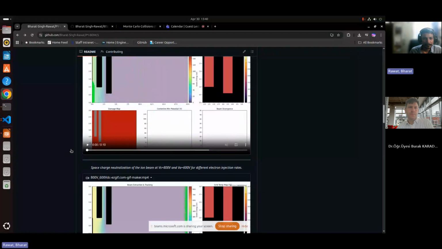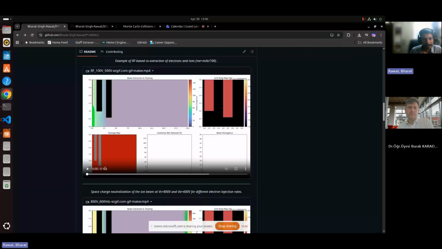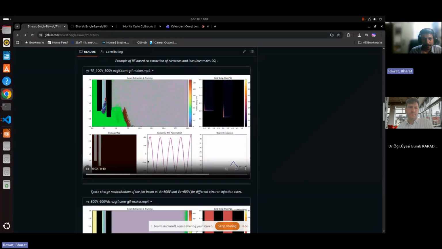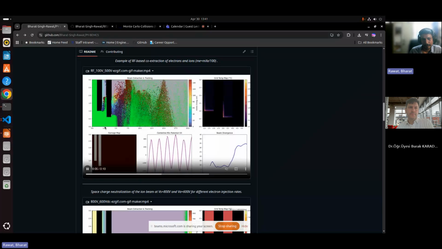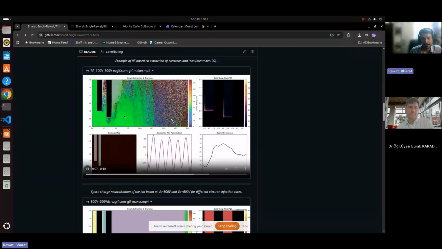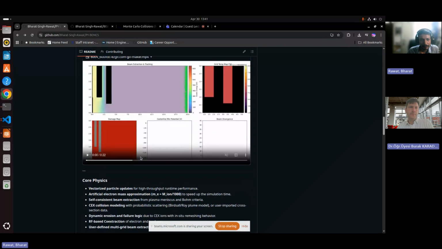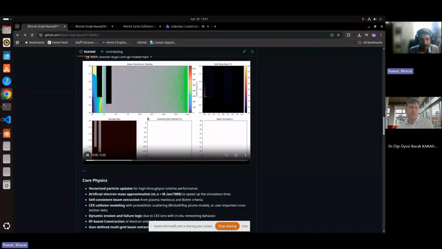And then this is the case in which you have RF modulated co-extraction. So here you have electrons and ions both getting extracted. And here you can see the potential at the center of the saddle point varying as a function of time. And here is the beam divergence. I don't know why my internet is so slow, but you can go to this GitHub repo and check it yourself. And at last, you have the electron beam neutralization.